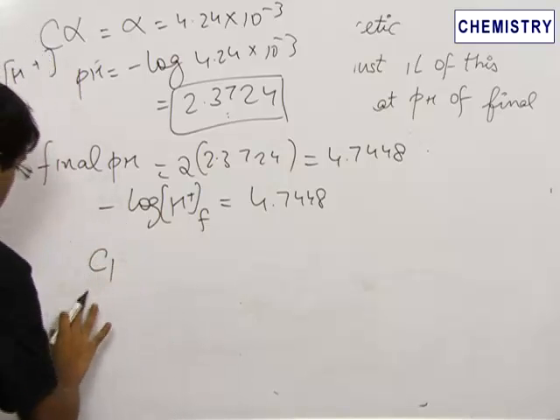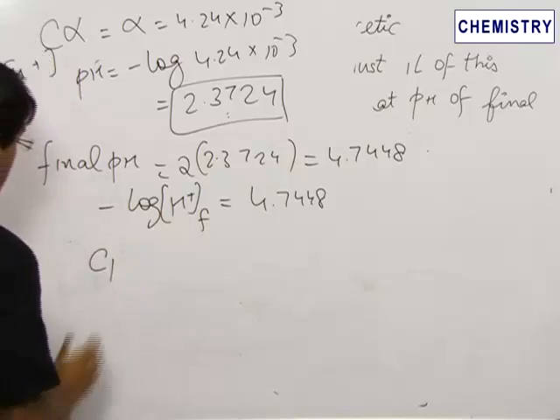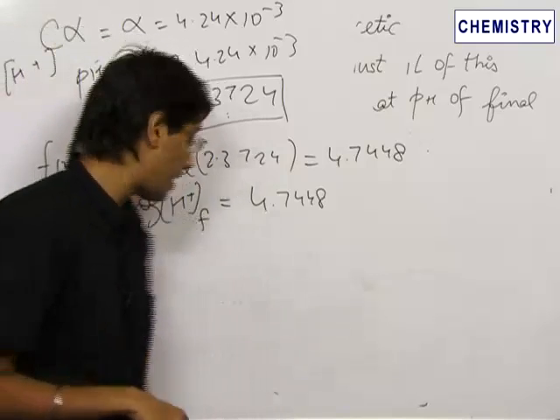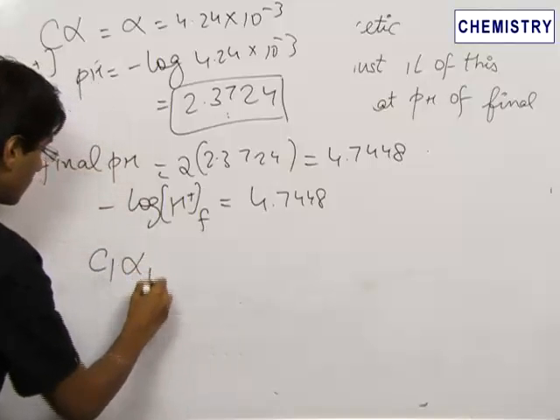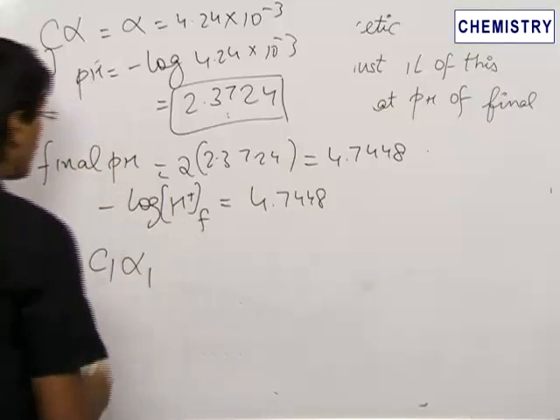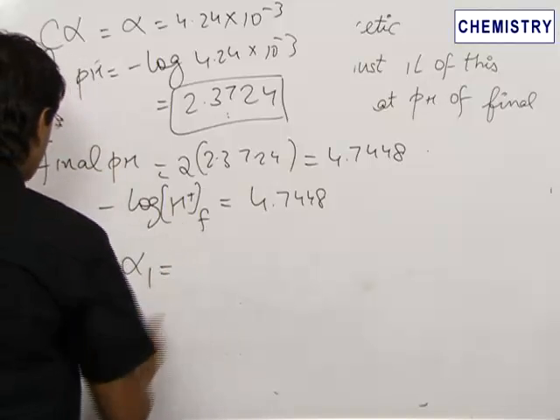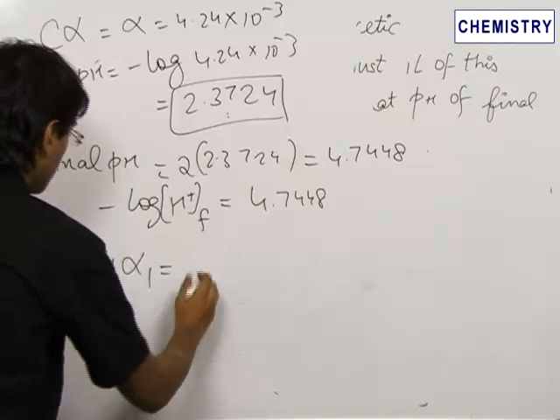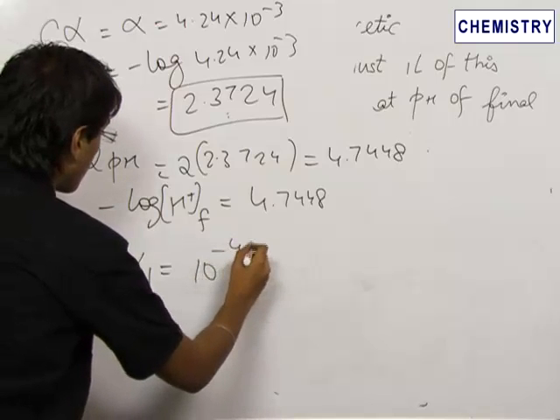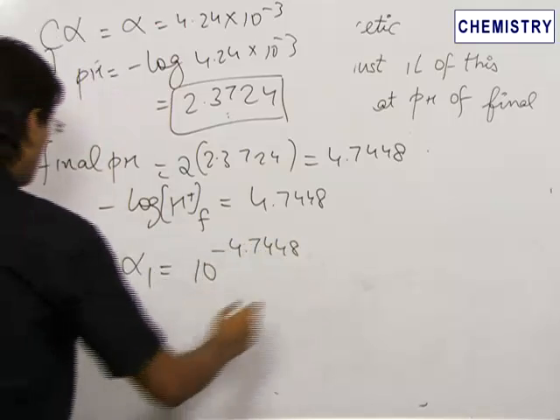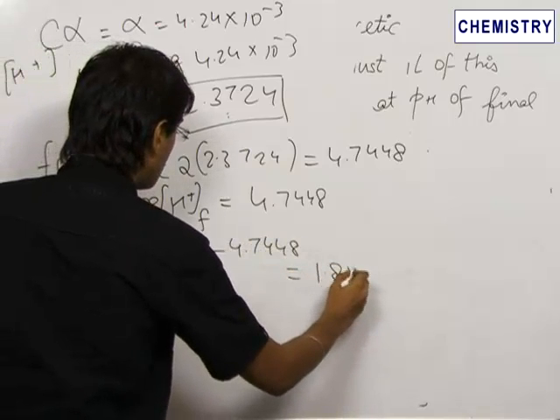Let the final concentration be C1 and the degree of dissociation at that time be alpha 1. So C1 alpha 1 is the concentration of hydrogen ion finally, and this is equal to 10^-4.7448, which comes out to be equal to 1.8 × 10^-5.